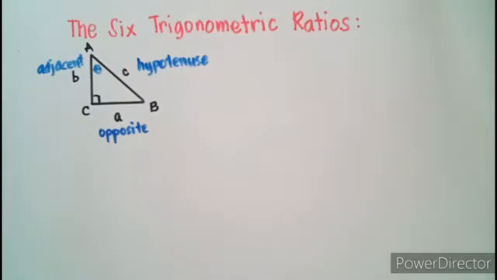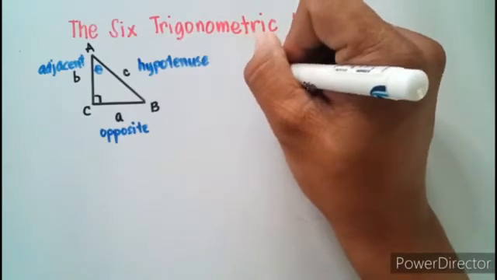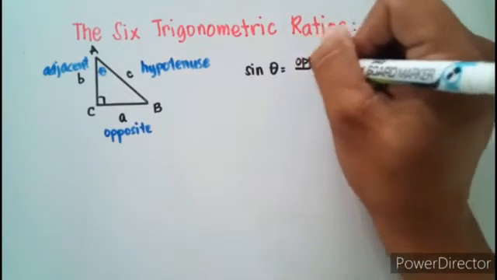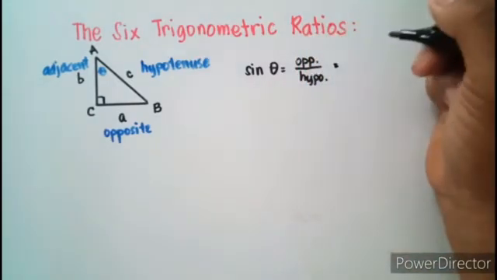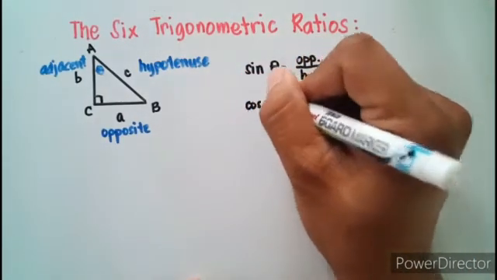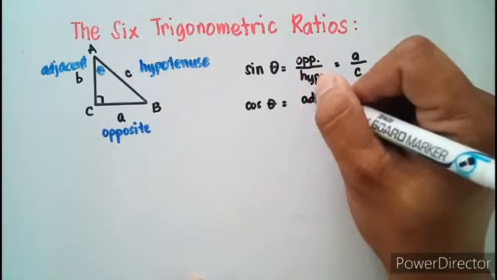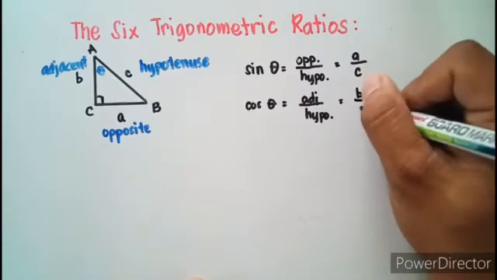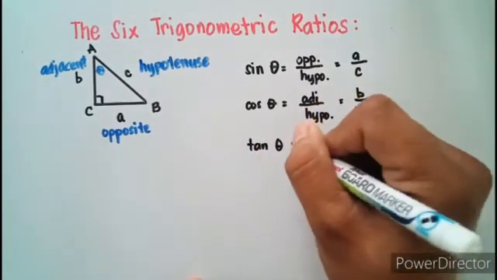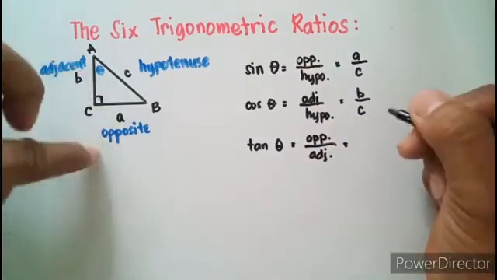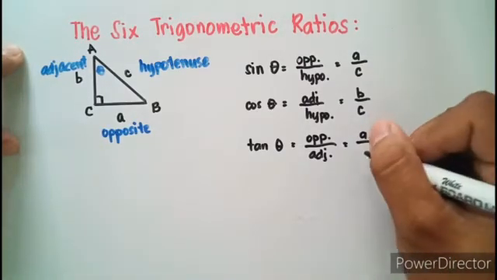Now, in getting the six trigonometric ratios using our theta, first we will have sine. Sine theta, which is blue, is equal to opposite over hypotenuse, and that is equal to a over c. Then cosine theta is adjacent over hypotenuse, so that is equal to b over c. Then our tangent theta is opposite over adjacent, so the opposite of tangent is a over b.